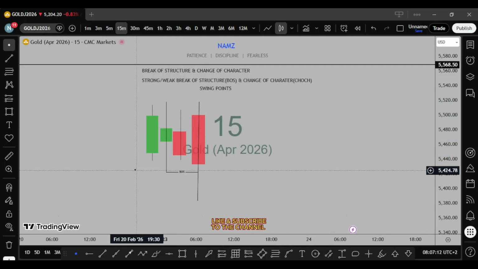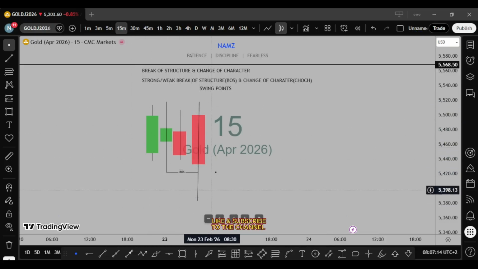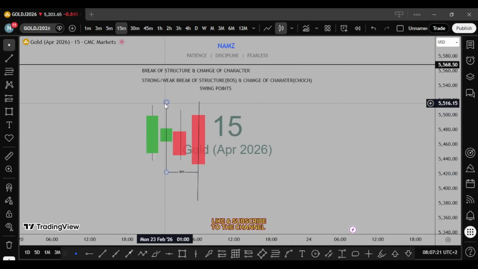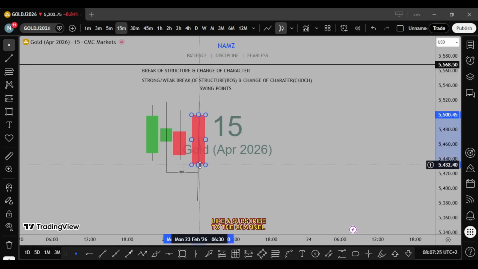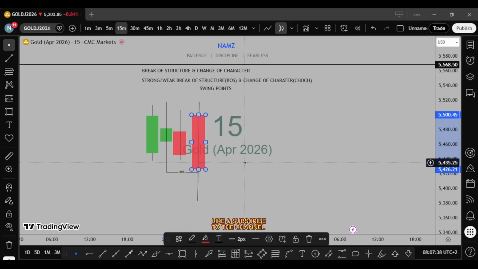So what is it all about? This is the concept of liquidity. In other words, they have just swept sell side liquidity, meaning they are coming for buy side liquidity. But we are not talking about liquidity in this video. We'll talk about it in the next video. So in this scenario, we have a strong break of structure or change of character. If it's like this, we have a weak break and change of character.